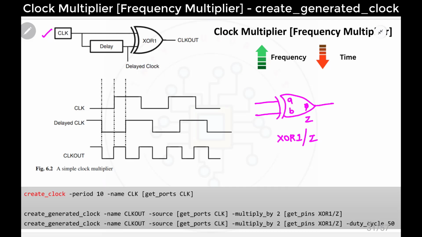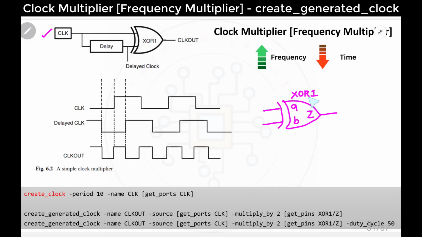So let me draw it clearly. It is something like this. XOR1 is the instance name and Z is the output pin name. That's why I'm writing get_pins XOR1/Z. This is the instance name, and this is the pin name of the XOR gate. Or else you can give it like this also.